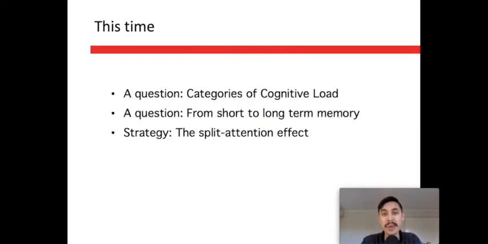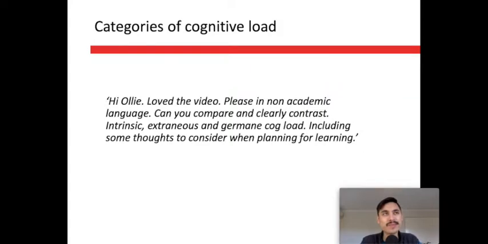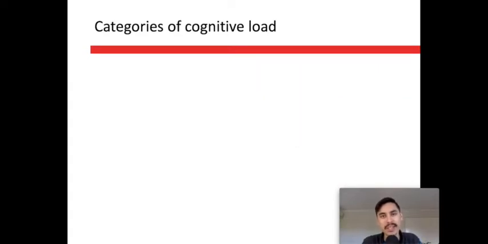The first question was from Ian, and this is how Ian put it. Okay, so some big words here: intrinsic, extraneous, and germane cognitive load. So let's dive in and see what we can find out.